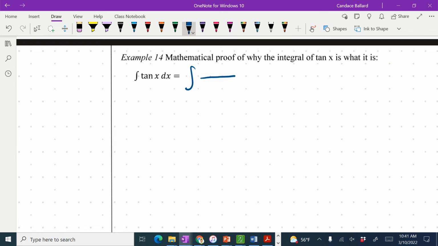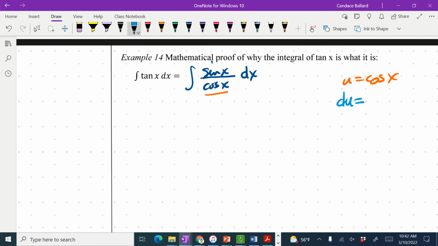Tangent is what divided by what? Good, sine over cosine. You see how I just created something with a denominator so it fits right in with what we've just been doing. Okay. All right, so our rules say the denominator has to be the u. So what are we going to use for u? Good. So u is cosine x.